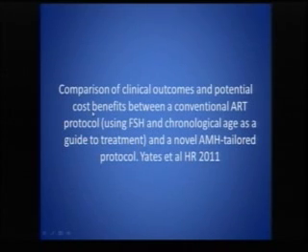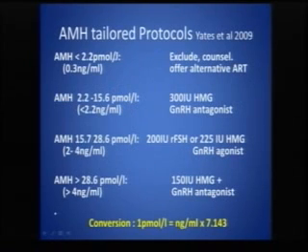Now, based on this, because we have so much information with AMH in terms of response, Yates looked at whether you could tailor-make our protocols based on the AMH values that we have, and he compared them to the conventional stimulation protocols which were based on FSH and chronological age. So what he did was, patients below 0.3 nanograms were excluded or counseled for alternative methods like oocyte donation.